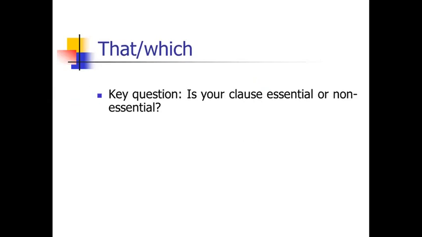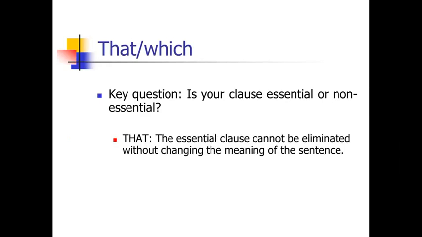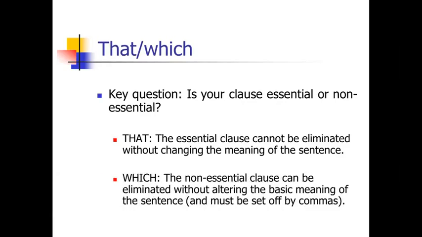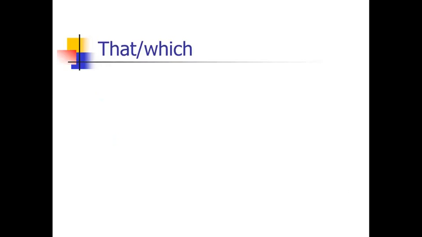So the key question is, is your clause essential or non-essential? And you usually can tell that: do I want to set it off with commas or not? If you want to set it off with commas, it's usually non-essential. So the essential clause, when you use that, cannot be eliminated without changing the meaning of the sentence. If you were to take out what follows that, you would actually change the meaning of the sentence. The non-essential clause, you could eliminate that stuff that's in parentheses, or within commas, without altering the basic meaning of the sentence. So that's a which case.